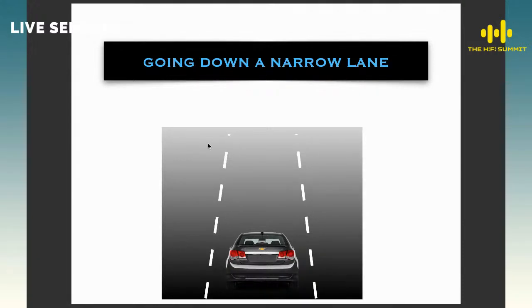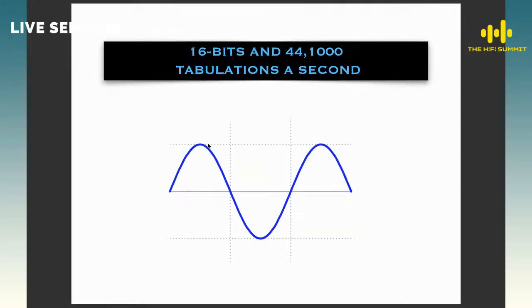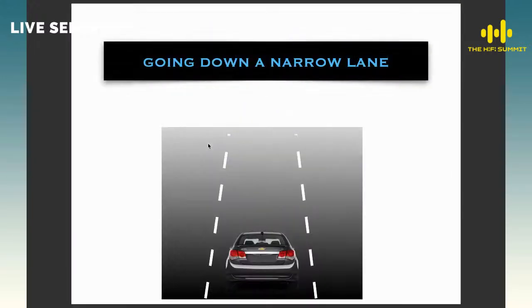So here we've got my grandmother with cataracts in a car driving down a narrow lane, and in theory everything should be fine, but it's really not going to go too well for too long. If she makes any mistake at all, she's going to be in another lane, and that's going to be a problem. So although we've always been told that 16 bits and 44.1 kilohertz is enough for great sound, it's a narrow lane, and if you do anything wrong, you can run into distortion.